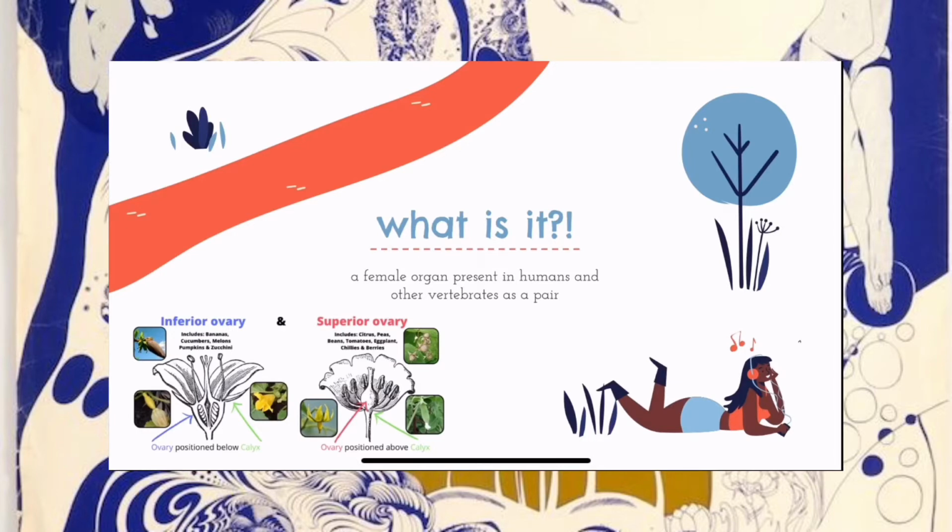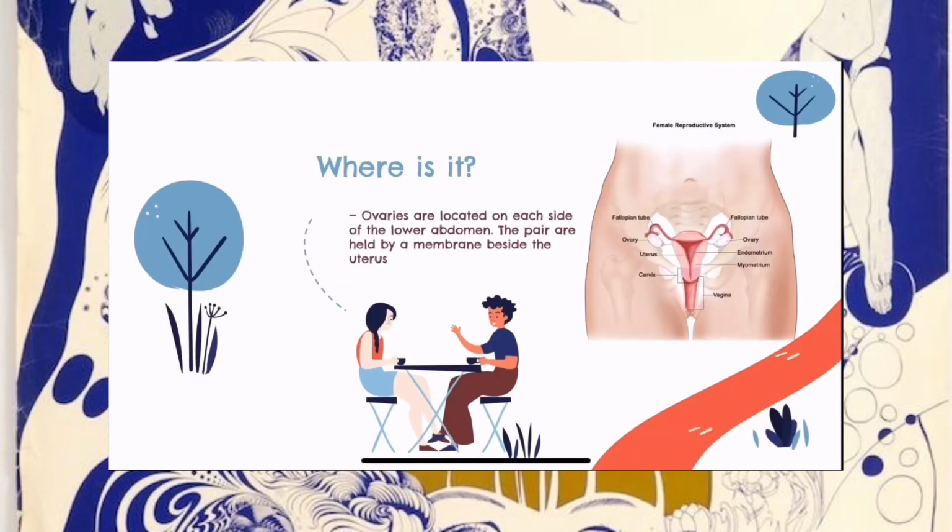What is it? The ovary is a female organ present in humans and other vertebrates as a pair. It is in animals as well as plants like this flower. Where is it located? The ovaries are on each side of the lower abdomen. The pair are held by a membrane beside the uterus, called the fallopian tubes.